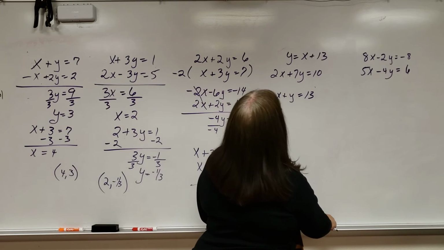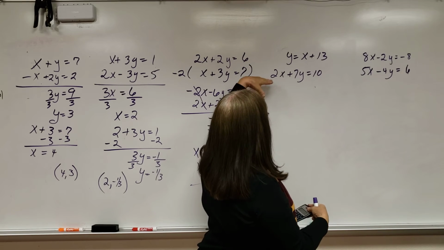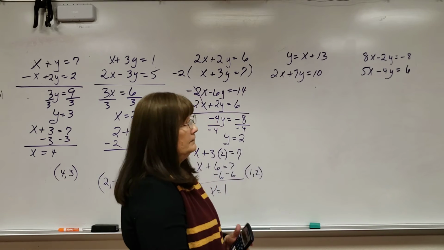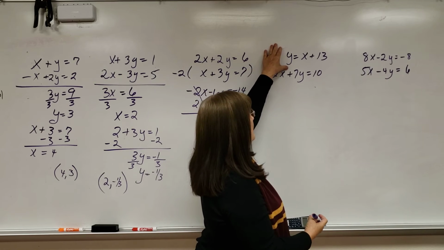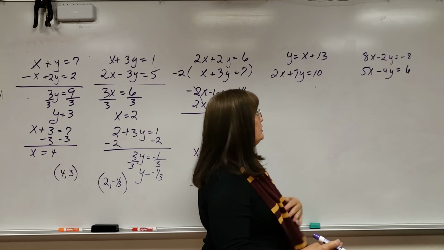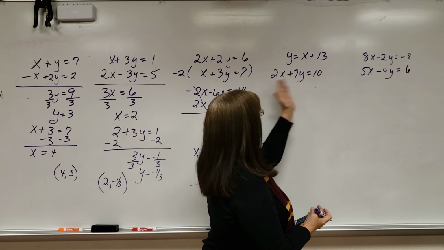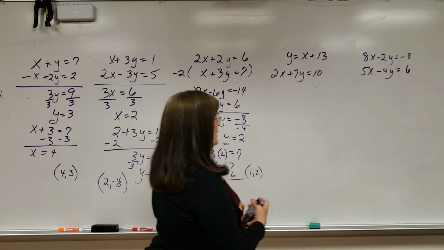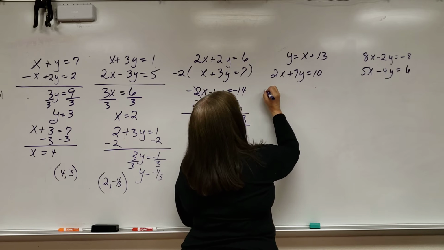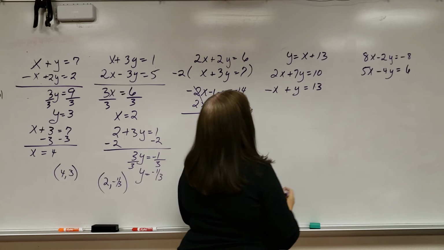Next, here I have y equals x plus 13 and 2x plus 7y equals 10. Here they ask you to choose a method. You can either choose elimination or you can choose substitution. I prefer elimination. If you want to do substitution, that's fine. You would put x plus 13 in for y, solve for x, and then put it back into one of the equations. I prefer to rewrite this as negative x plus y equals 13.